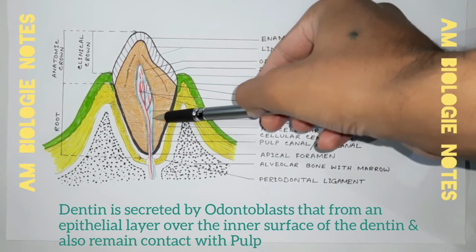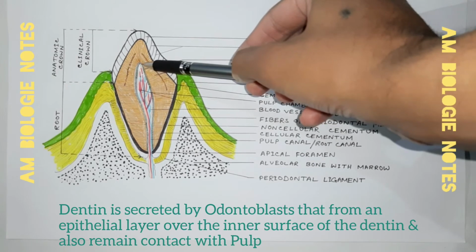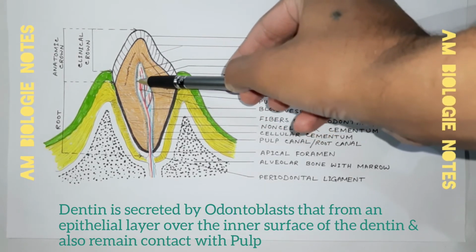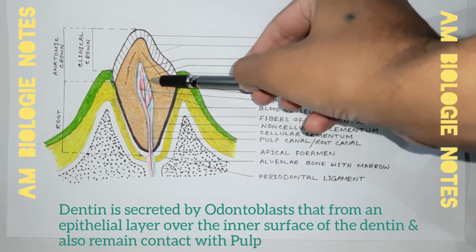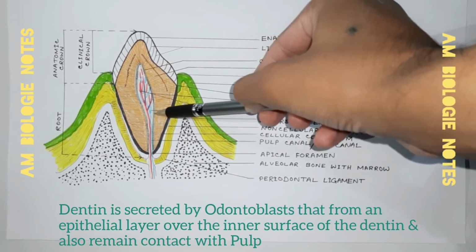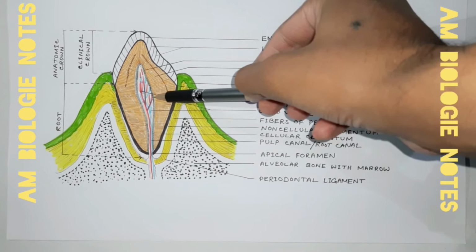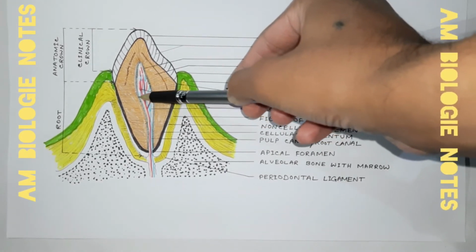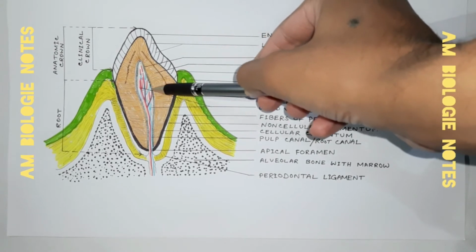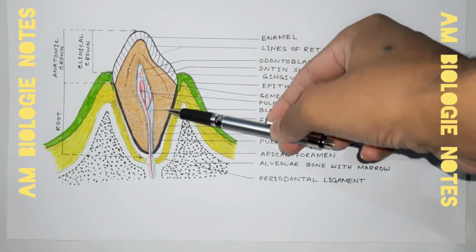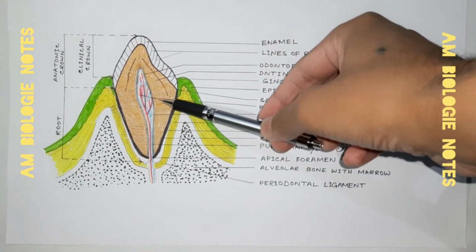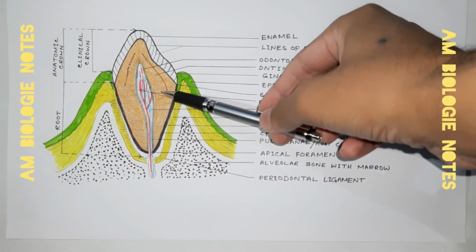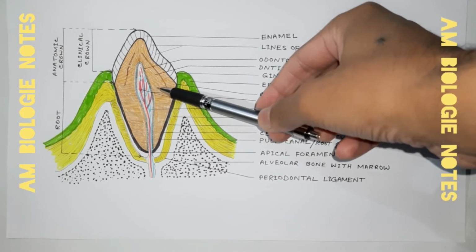The odontoblasts form an epithelial layer over the inner surface of the dentin and also remain in contact with the pulp. Odontoblasts are columnar cells that contain a well-developed rough endoplasmic reticulum, a large Golgi apparatus, and other organelles associated with the synthesis and secretion of large amounts of protein.